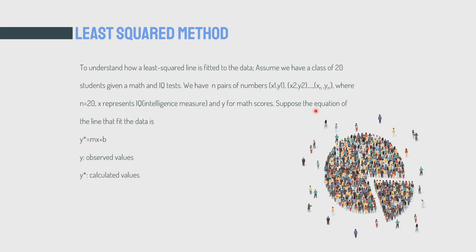math scores. Now, we need to assume that the equation of the line that fits the data is y star equals mx plus b. We studied before y equals mx plus b. The difference between y and y star: in the least squares method, you have observed values and calculated values, and you try to make the difference between them as small as possible mathematically. That's why they call it the least squares method. You try to minimize the difference between the observed values and the calculated values. So back to our linear equation, y star, the calculated values, equals mx plus b. Our mission is to find m and b so that we can find the calculated regression line and compare it with the observed values. The closer you are to the observed values, the more accurate and efficient your least squares method is, and the more realistic your regression line is.